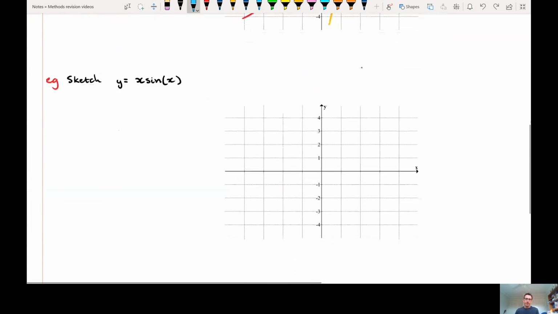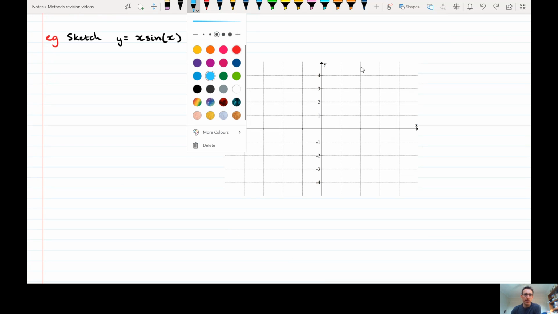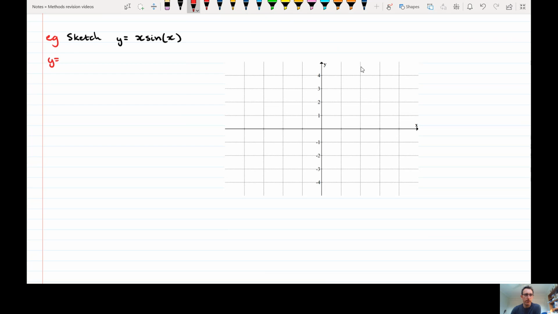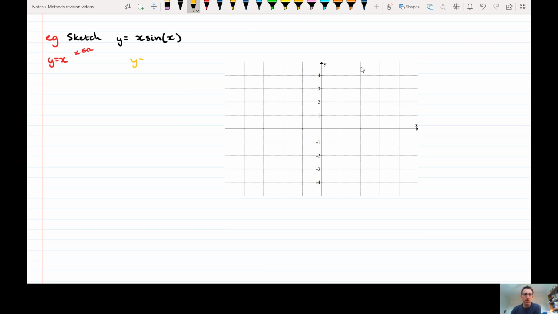Let's do one more example. We have x sine x. Once again, let's draw the individual ones. So let's draw x by itself, and this has all real values as its domain. Let's look at sine x by itself. It has also got a domain of all real values, so the final domain will be all real values.